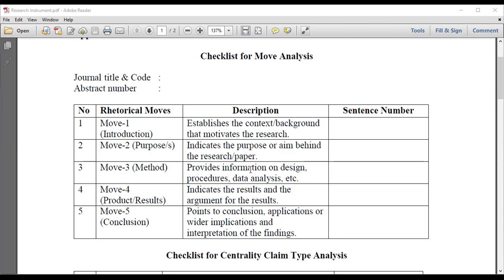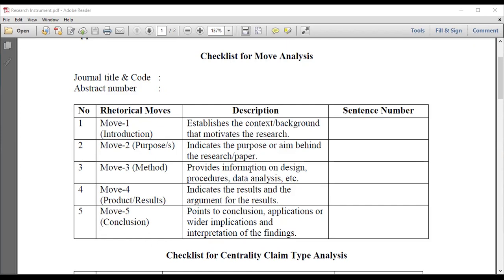Now, number three is about the method. This is where the authors provide information on design, procedures, data analysis, method, population, samples, subjects, objects, instruments, anything about research method. And this usually comes after the purpose, in the middle of the abstract.